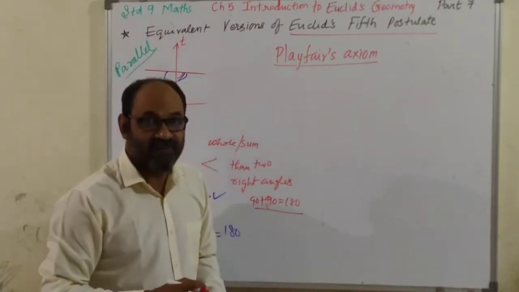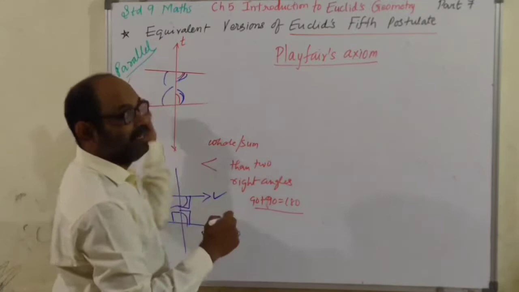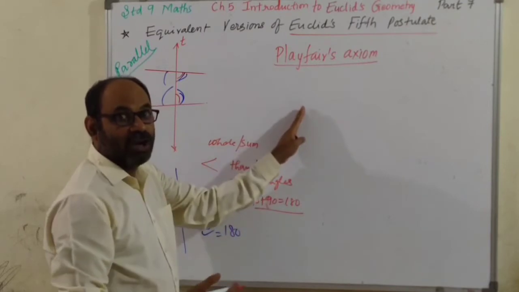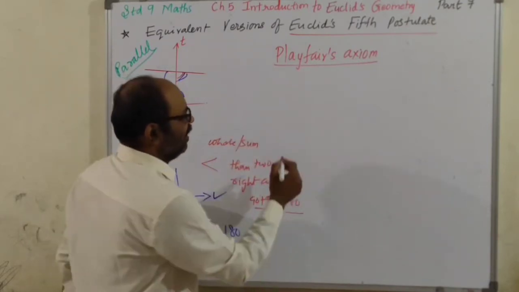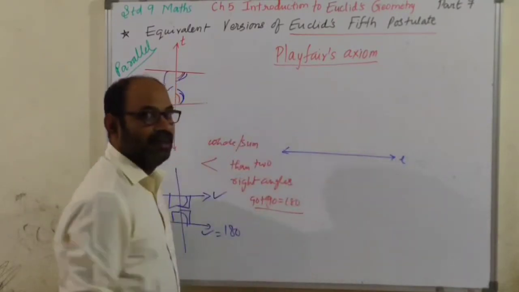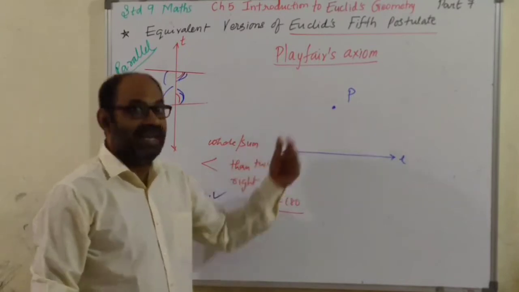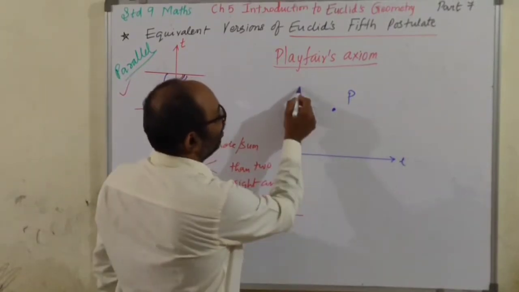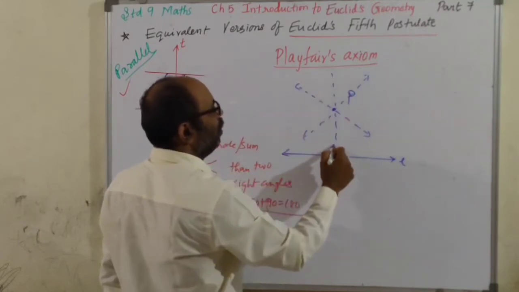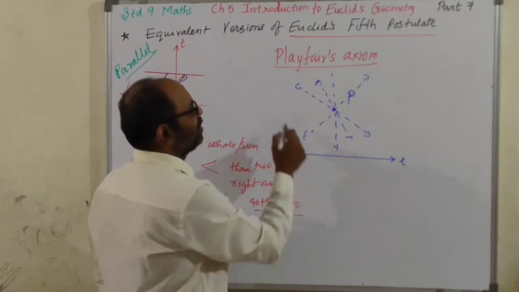Alright. Now what is Playfair's axiom? What did he say? As we have seen, Euclid talks about parallel lines. If the axiom is equivalent, then it should also talk about parallel lines. And it does. Here is one line L. And one point P outside line L. Now tell me, how many lines will pass through point P? 1, 2, 3, 4. बताइए, infinite lines.